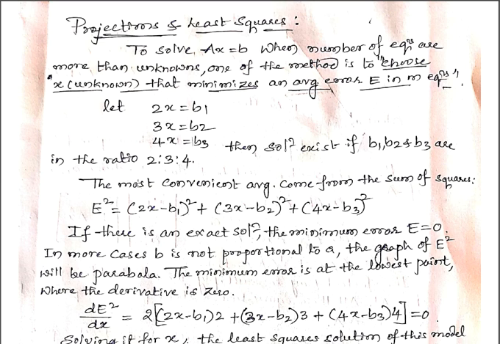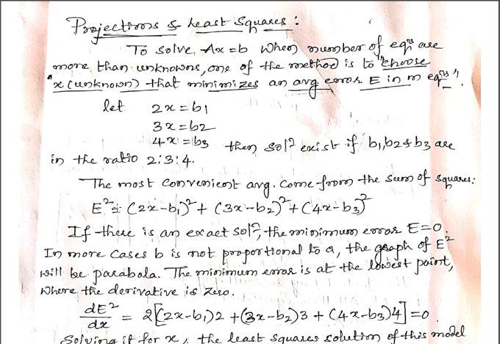So what is the method to be followed when the number of equations is more than the unknowns? Here only one unknown is there, but we have 3 equations. In these situations, we need to go for least squares. The most common convenient average comes from the sum of squares. So the value of x has to be found using the sum of squares method, which will be represented by E square.